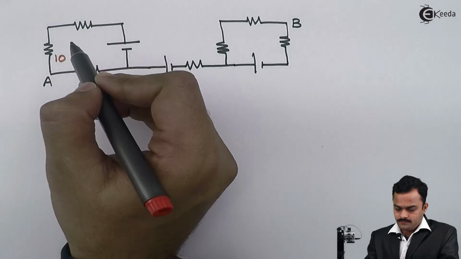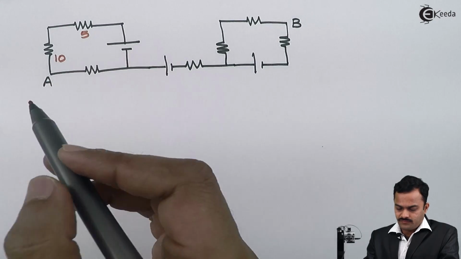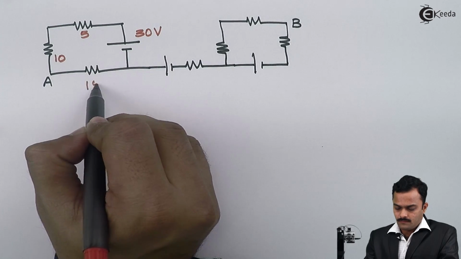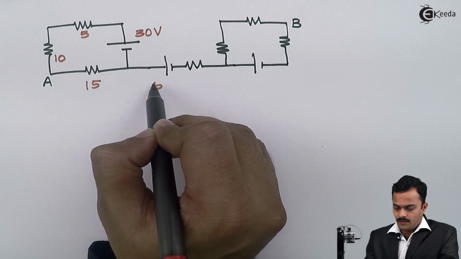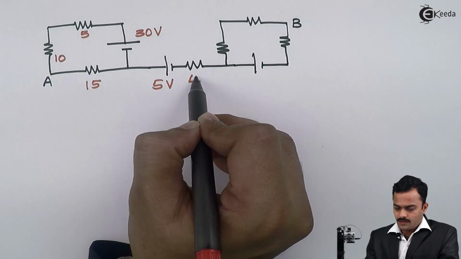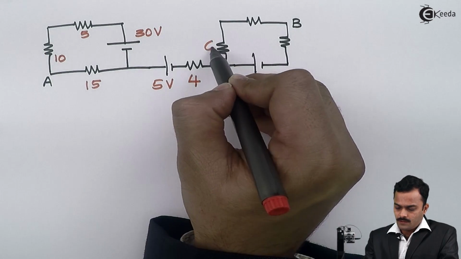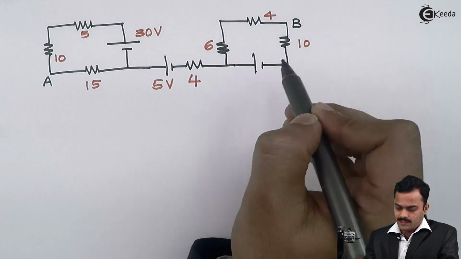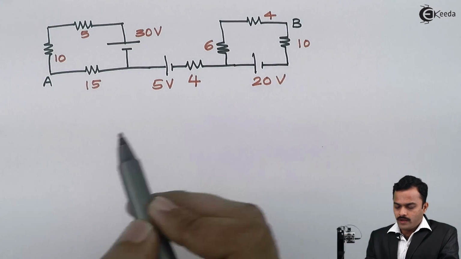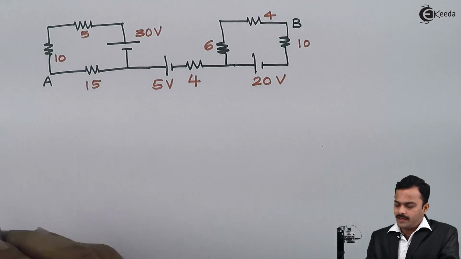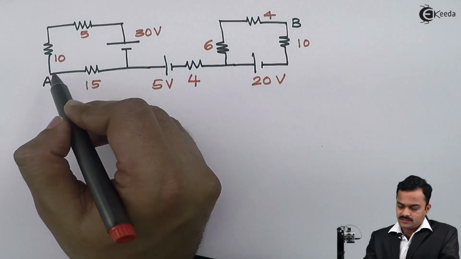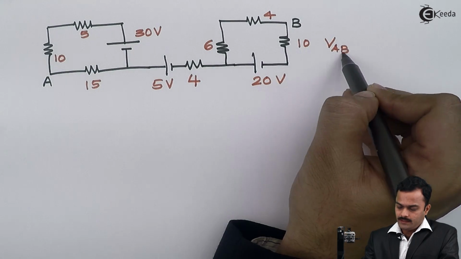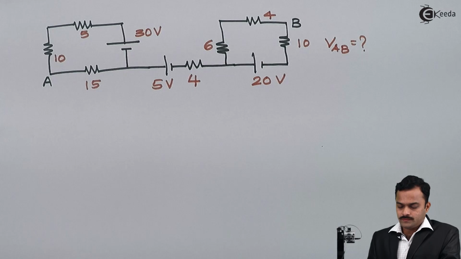So it's a 10 ohm, this is 5, 30 volt, 15 ohm, this is also 5 volt, 4 ohm, 6, again 4, 10, and this is 20 volt. And we are supposed to find out what is the potential difference between points A and B. So VAB we are supposed to find out.